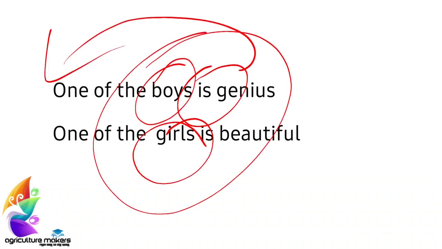It is one of the boys is genius, and it is not one of the boy is genius, or it is not one of the boys are genius. And you have to remember that one of the is followed by plural and the main verb or auxiliary verb or anything should be singular in nature as it denotes the one.